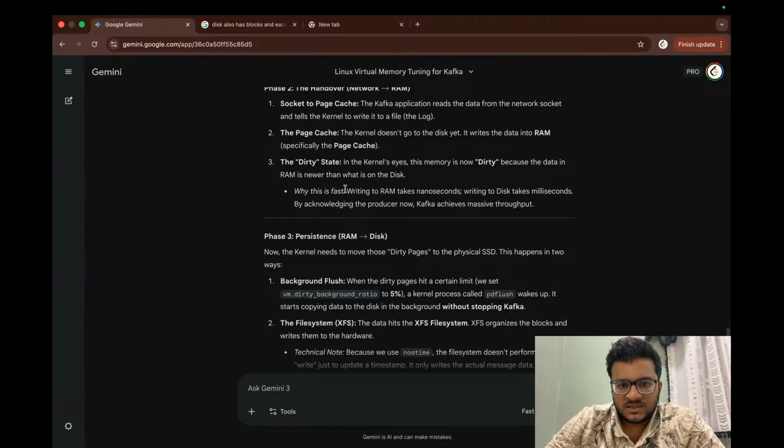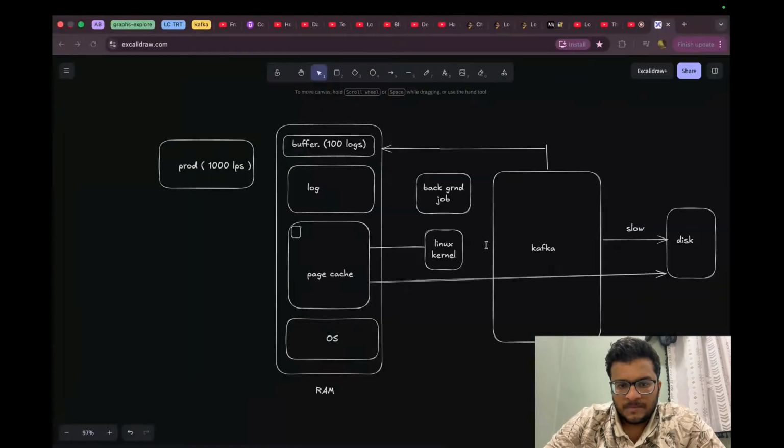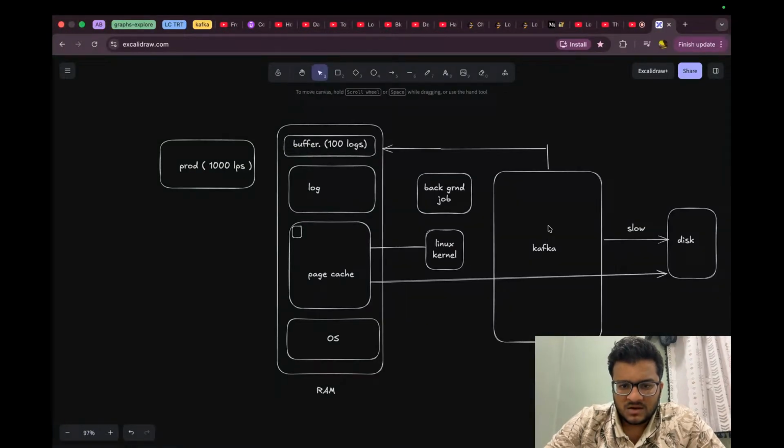Why is this fast? Because Kafka putting things in page cache, which is RAM, is 10 times faster than Kafka putting them directly into disk. Why take that headache?